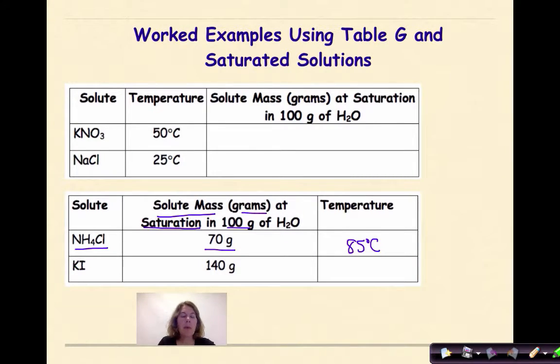Let's look at another example. Here's potassium iodide, and we're going to look at the saturation point of 140 grams of potassium iodide in 100 grams of water. Now this is a weird one because technically we're going to have more solute added to our solvent, and the solvent is water, but we're going to have more solute than solvent. So potassium iodide is very, very soluble. Let's see the temperature at which 140 grams of potassium iodide can be dissolved in 100 grams of water.